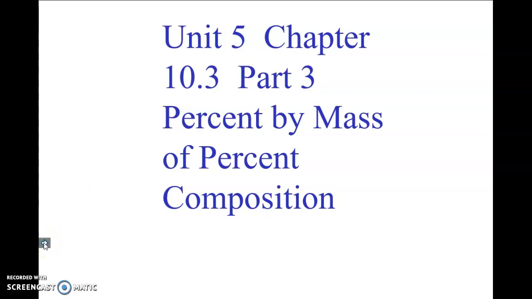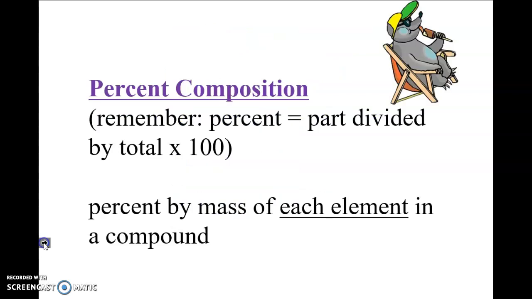Okay, we are in Unit 5. This is Part 3 of notes. Our objective today is to determine what we call percent by mass or percent composition, which sounds really familiar. In fact, you've already done it. In the Cavitium lab, you've completed a percent composition problem, so this should look somewhat familiar.